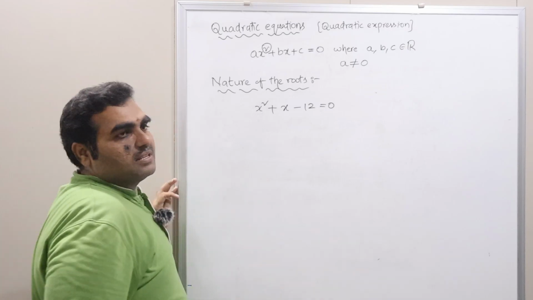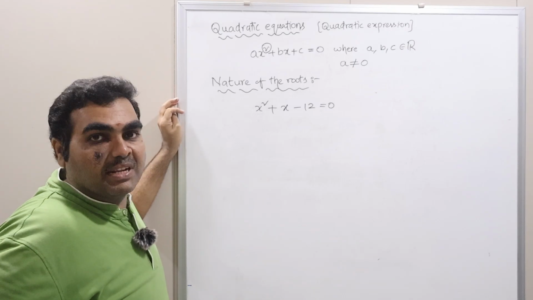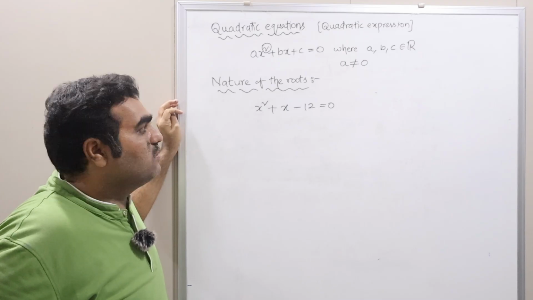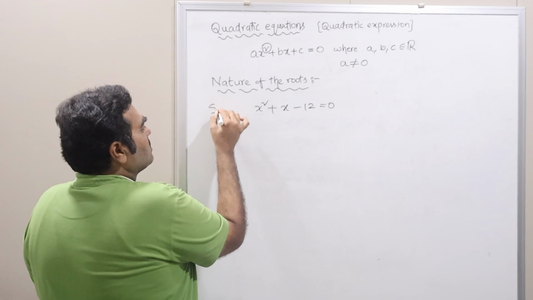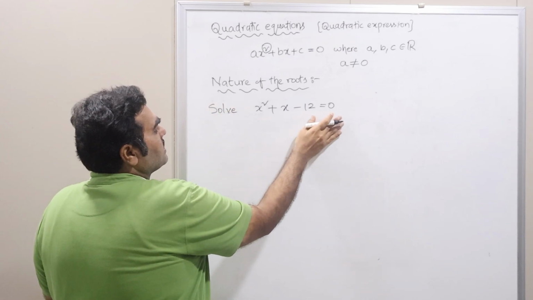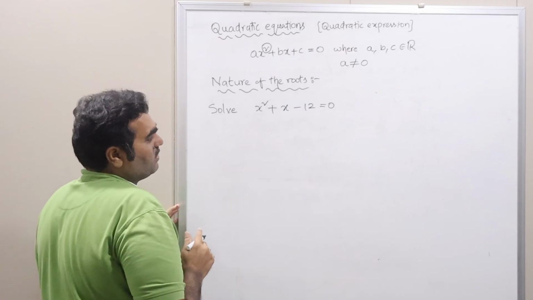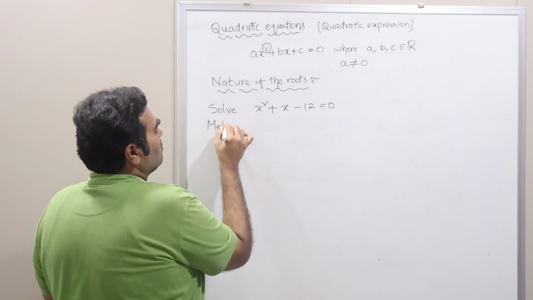Let us consider this simple quadratic equation: x square plus x minus 12 is equal to 0. So the question is, solve the quadratic equation x square plus x minus 12 is equal to 0, right? There are multiple approaches to solve this problem.